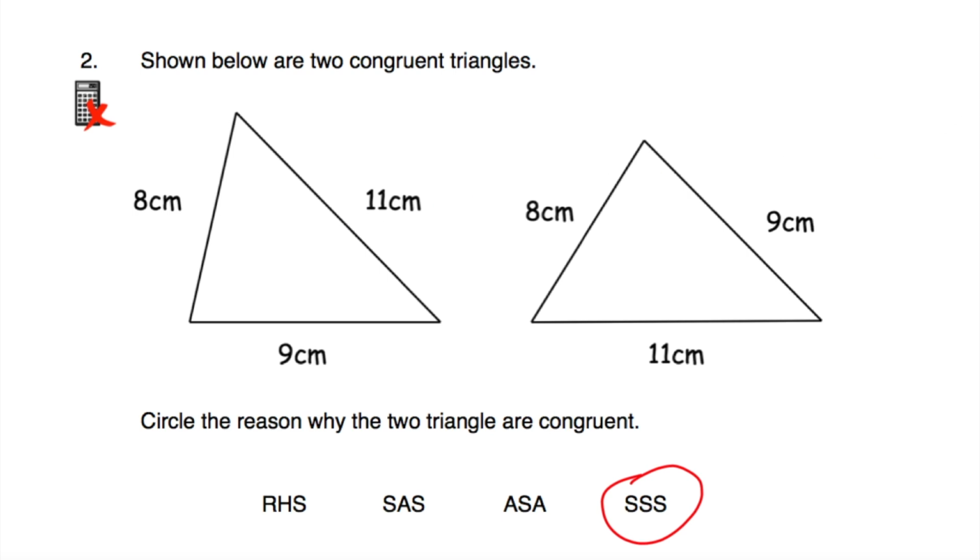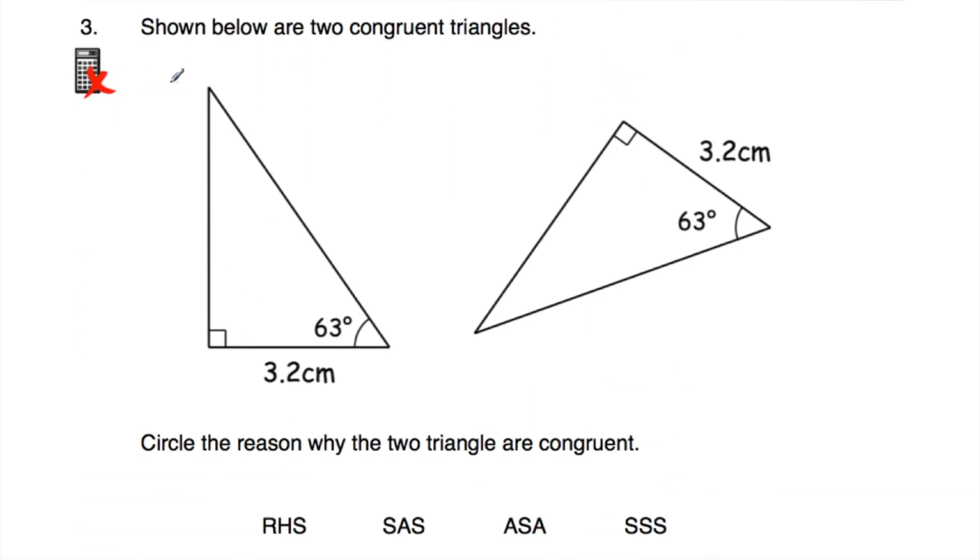Okay, let's look at our next question, question number three. It says, shown below are two congruent triangles, and we've been asked to circle the reason why these two triangles are congruent. Let's have a look at them. We've got a 90-degree angle, a side that has a length of 3.2 centimeters, and then an angle on the right-hand side of that side, which has a size of 63 degrees. And likewise up here, we've got our 3.2 centimeters, our right angle, and our 63-degree angle. Now, we've been asked to explain why these two triangles are congruent to each other.